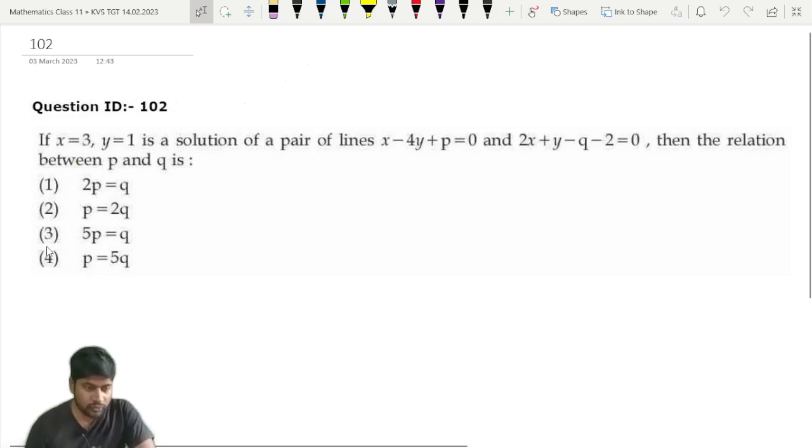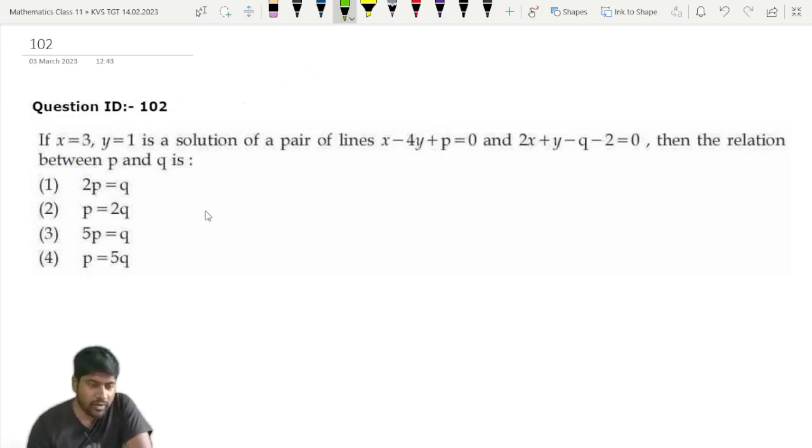Question number 102. If x is equal to 3 and y is equal to 1 is the solution of the pair of equations, then what is the relation between p and q? Anyway, this is a straightforward problem. x is equal to 3 and y is equal to 1 is a solution of both these equations. So that means these two values will satisfy both the equations. So I will just put x is equal to 3 and y is equal to 1 in both the equations, and let's see what we are getting.